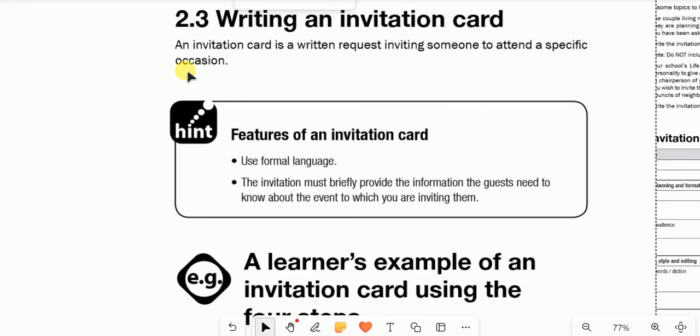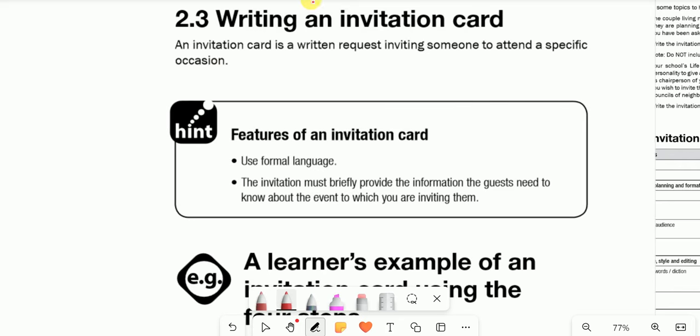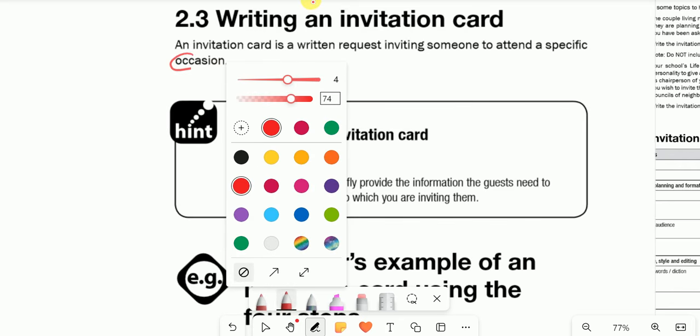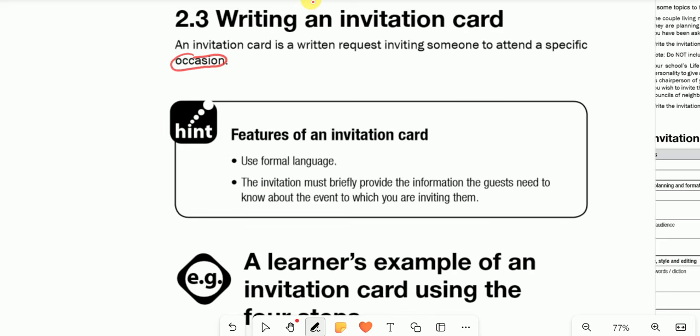Now, an invitation card is a written request inviting someone to attend a specific occasion. Within the invitation card, we are interested in the details of a particular occasion. So you need to give us the details of the occasion that you are inviting individuals to, right? So we need to know the details. What I'm also going to emphasize here is the do's and don'ts. All right, then we are going to use formal language.